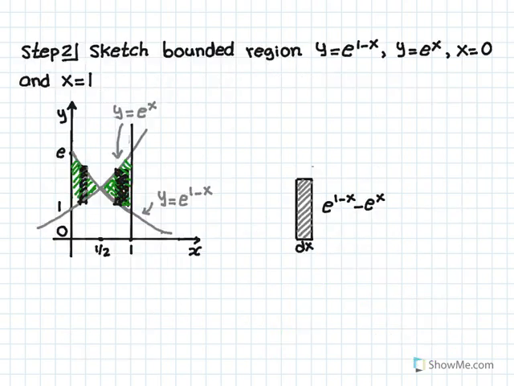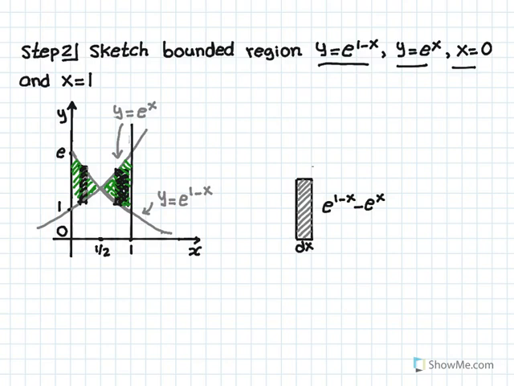All right, the next step is to sketch the bounded region. We have y equals e to the 1 minus x, y equals e to the x, x equals 0, and x equals 1, and we have sketched it here. You should be able to sketch these. e to the x is your basic exponential function that has a y-intercept of 1. It has a horizontal asymptote at the x-axis as x goes to minus infinity, and when x goes to infinity, y goes to infinity, and that's why it's called exponential growth.